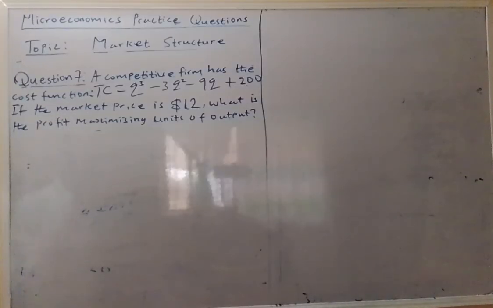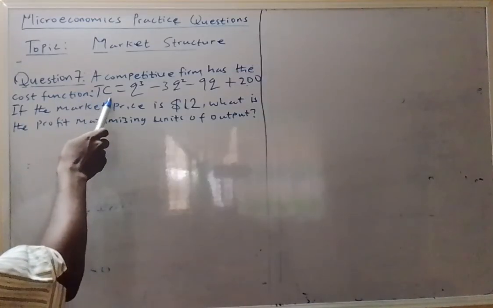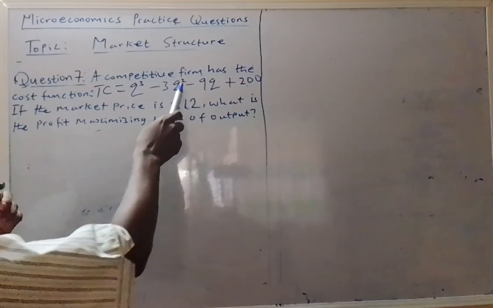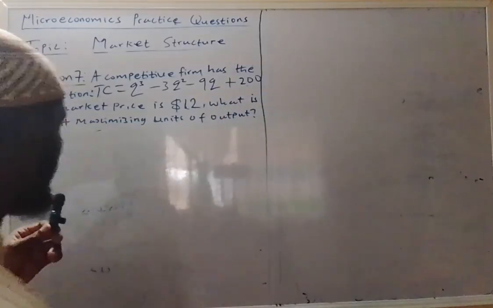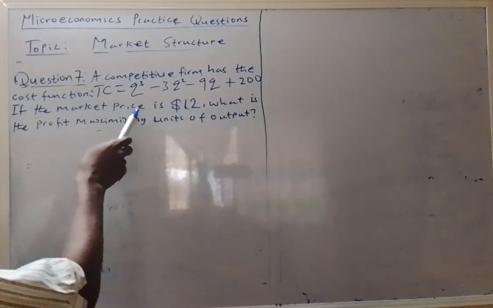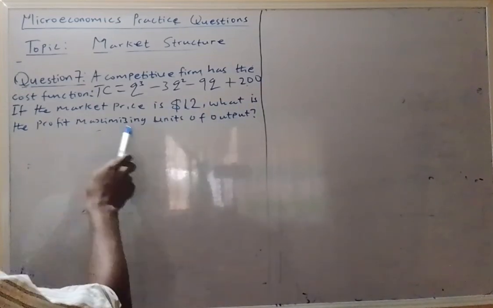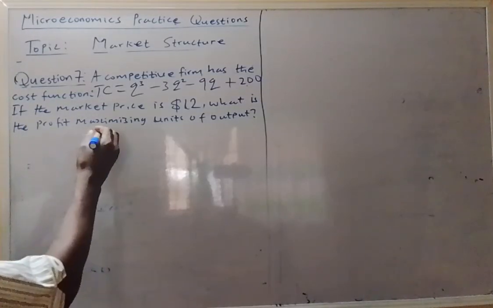The question goes thus: a competitive firm has the cost function TC equals Q raised to 3 minus 3Q squared minus 9Q plus 200. If the market price is $12, what is the profit maximizing unit of output? So this question is very simple. Don't be scared. Just follow me. Here is the solution.